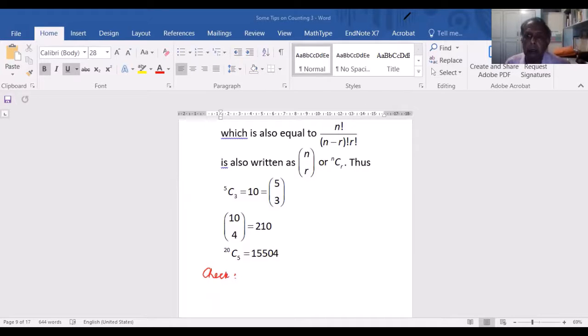Better change my color to the original. Use calculator.